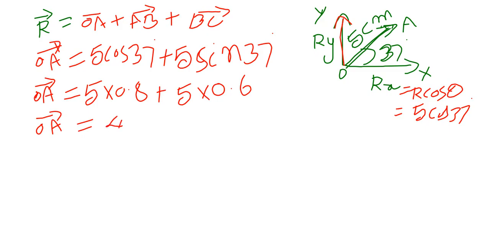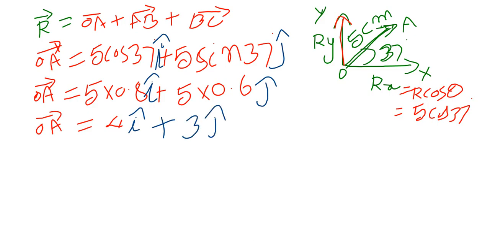Here the component is in x direction. Here the component is in y direction. So keep as i cap, j cap. So next one is OA bar, which is 4i cap plus 3j cap.